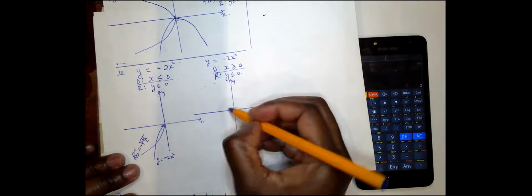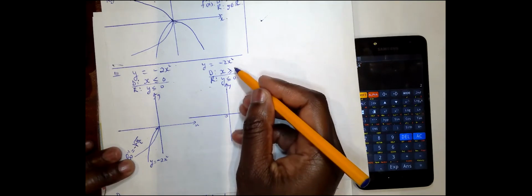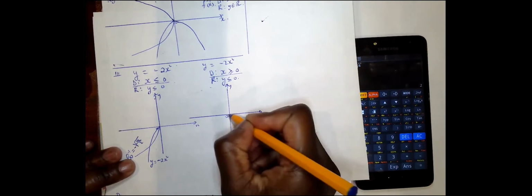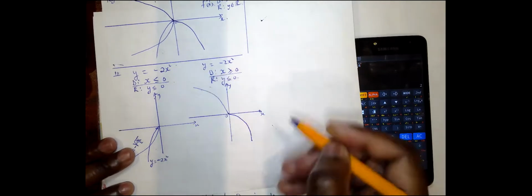Now what about this one here? When x is greater than or equal to 0, that's fine. Here we're looking at this side, so it goes on like that because x is greater than or equal to 0. Now, what about its inverse? Its inverse is like that. So that's what we have here. That's what we come up with.